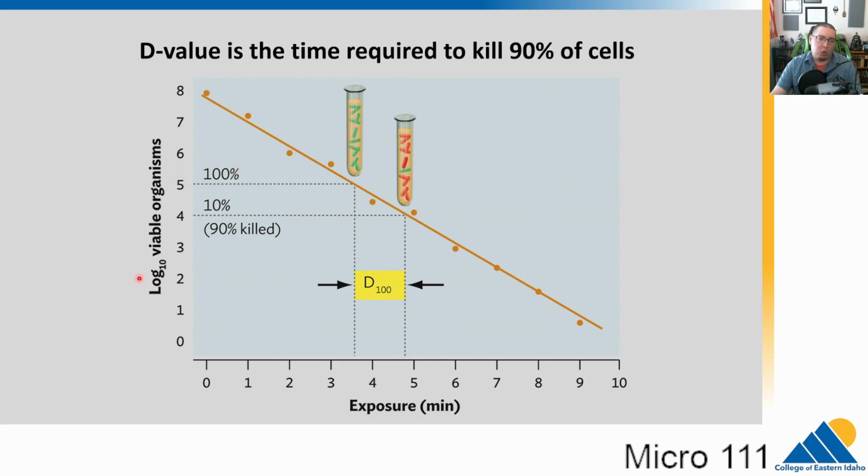This graph is a log scale, so these are factors of 10. So this is 10, 100, 1,000, 10,000, so on and so forth. The D value is the time that it takes for 90% of the microbes to be killed, and that can be calculated. We're not going to really talk about any of the details on this for specific things, but I just want you to know that there are measures for this.